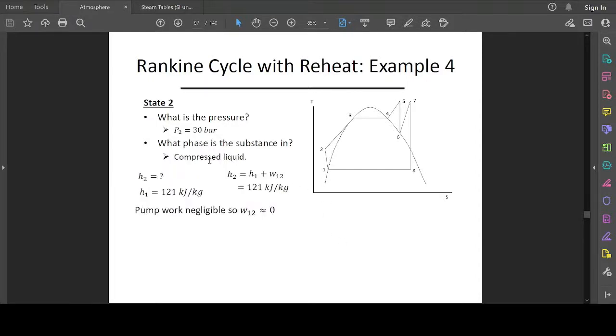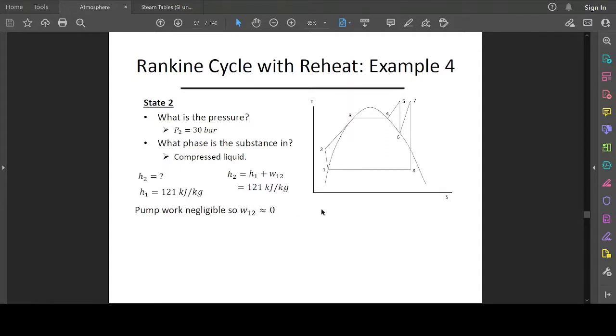We do a similar thing for stage 2, but stage 2 is at P2 = 30 bar, and we need to calculate the work done by the pump here. And as we know, the question asks us to assume that the pump work is negligible, so we can assume that the pump work is 0.